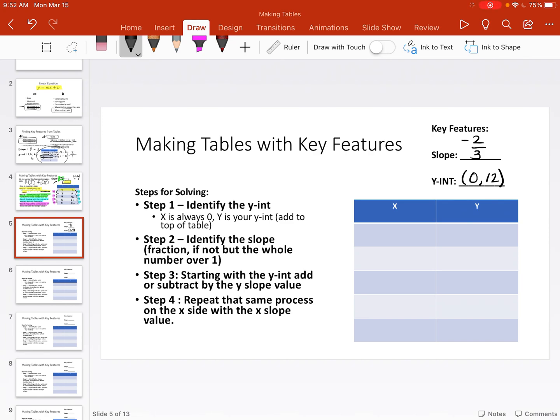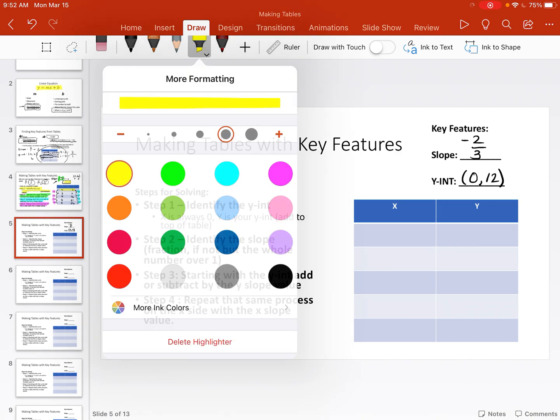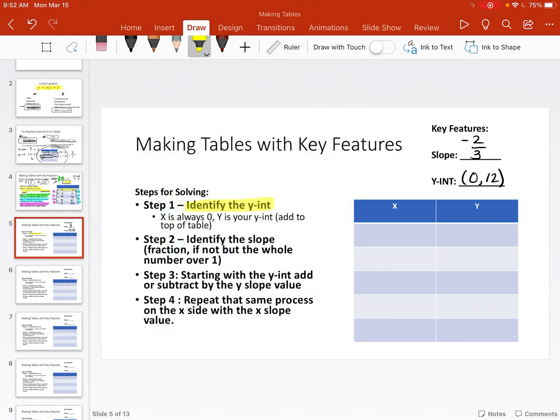Step 1, like we stated before, was to identify the y-intercept. In this case, it's 0, comma 12, and I'm going to go ahead and put that at the top of my table. So my x value is 0, my y value is 12. Step 2, I'm going to identify the slope. Should be a fraction, but if not, we put it over 1. In this case, we do have a fraction. We have negative 2 over 3.